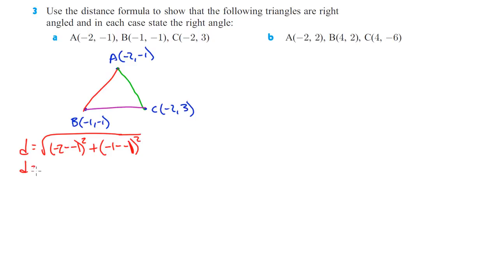Okay, so the distance here is going to be negative 2 plus 1, so that's just going to be negative 1 squared. And then negative 1 plus 1 is 0 squared. So this distance here, negative 1 squared is simply 1, and then the square root of 1 is just 1. Okay, let's find this one out here.